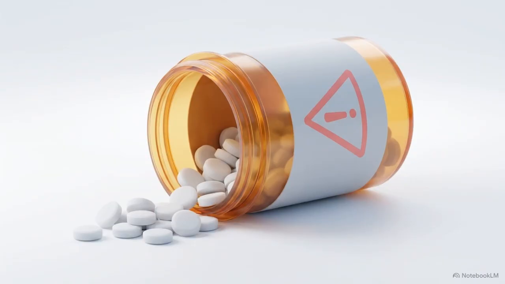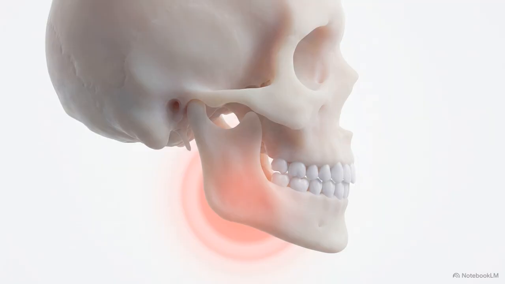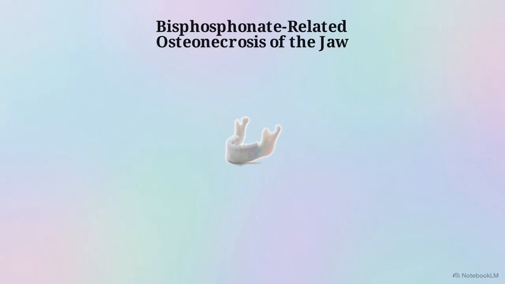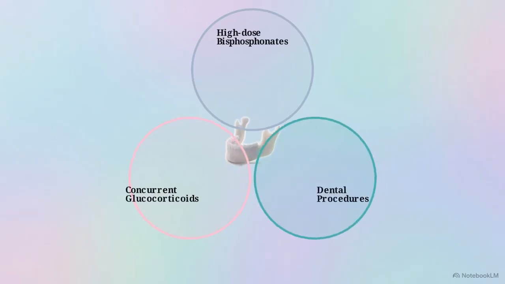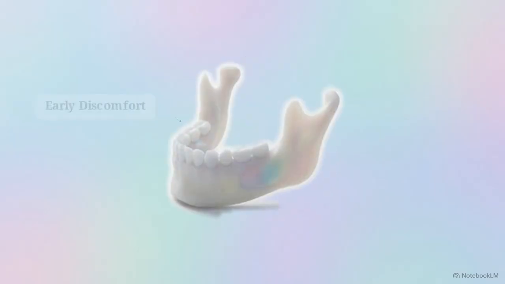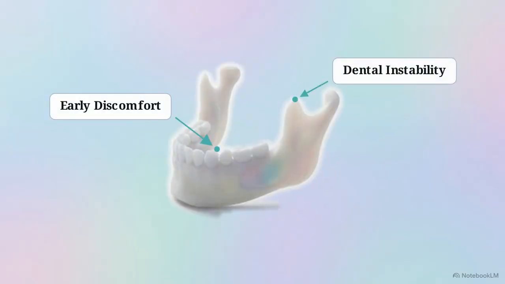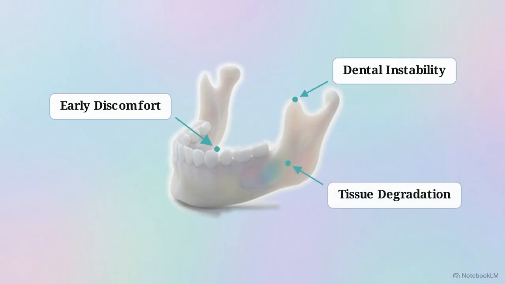However, the use of bisphosphonates to treat iatrogenic bone loss introduces a specific secondary vulnerability. High-dose or parenteral bisphosphonate therapy can precipitate a localized crisis in the jaw. This intersection defines the risk for bisphosphonate-related osteonecrosis of the jaw. The condition is most likely to occur when high-dose bisphosphonate use is combined with chronic glucocorticoid therapy and an invasive dental procedure. Patients present with indolent jaw pain, loosening of the teeth, and areas of exposed necrotic bone that may eventually lead to pathologic fractures.